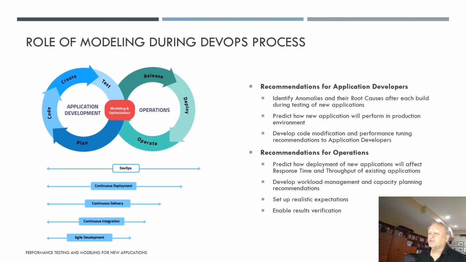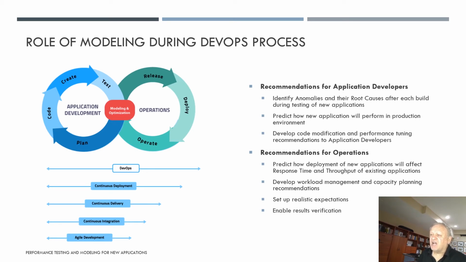During the DevOps process, application developers go through planning, designing, coding, development, and testing of the new application. Operations at the same time are involved in verification of testing results, releasing the new application, then deploying and operating. And all this continues multiple times, and every time after every major step, testing is performed, performance testing.